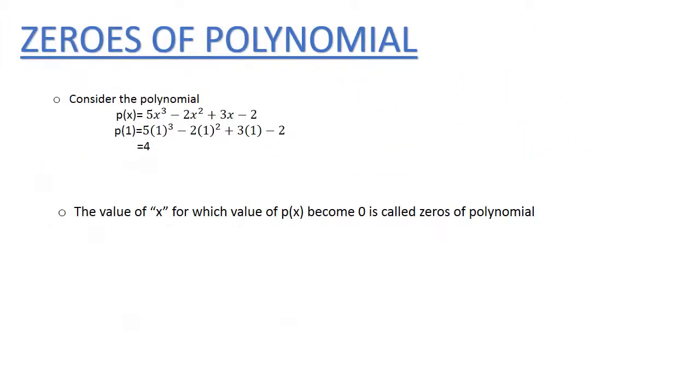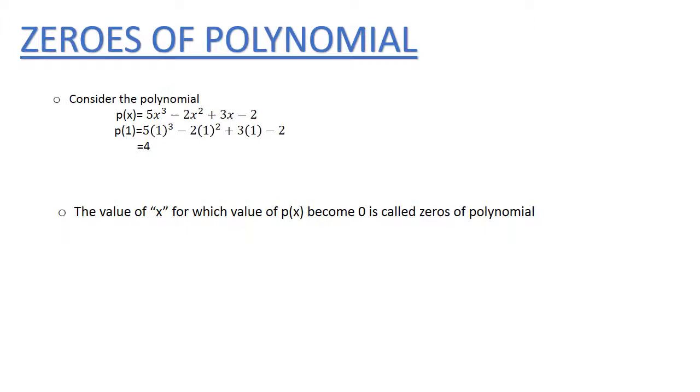Our next topic is zeros of polynomial. Consider the polynomial P(x) equals 5x cube minus 2x square plus 3x minus 2. Let's say x equals 1. So P(1) equals 5 times 1 cube minus 2 times 1 square plus 3 times 1 minus 2, and on solving this we get 4.